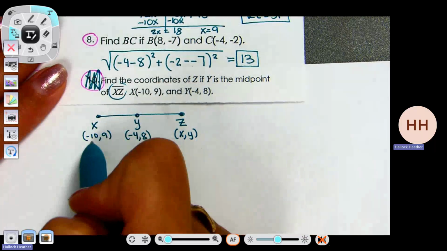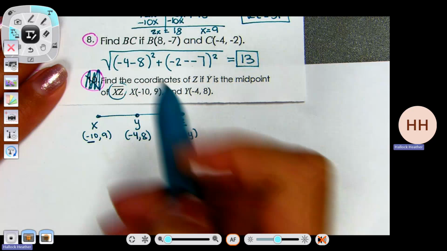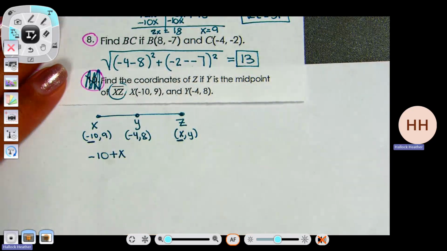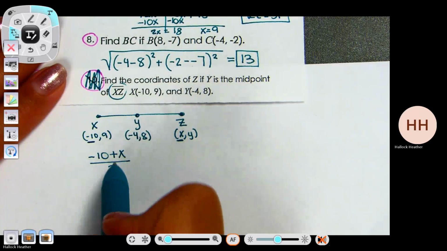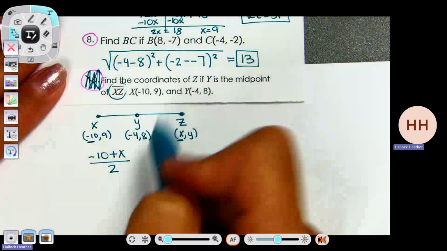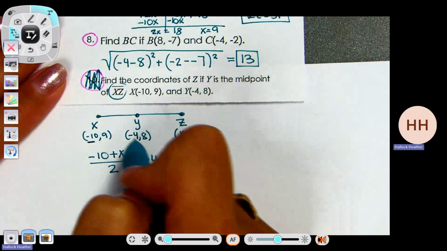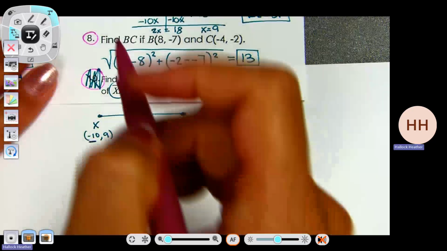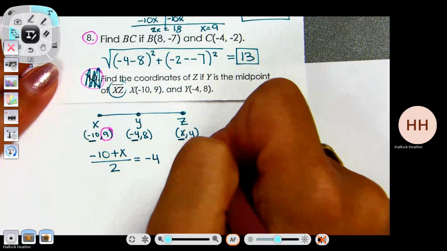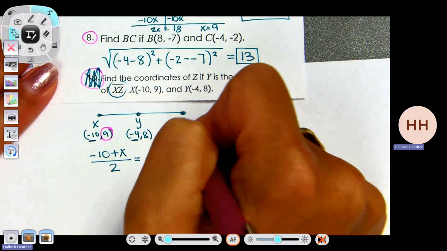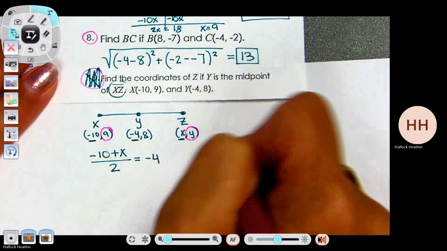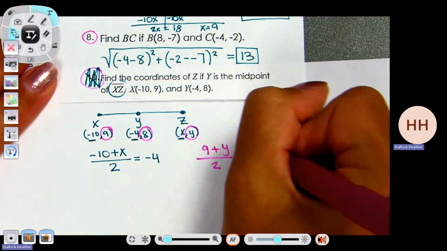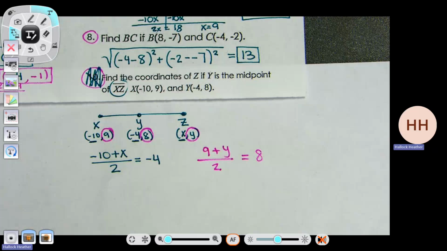I'm going to take my X values. I'm going to add them together. So -10 plus X. The formula says I have to divide by 2. And this time I know the answer. It ends at -4 because of X. I do the same thing for the Y values. So 9 plus something, so Y divided by 2 equals, the answer should be 8. So I have to solve this for X and Y.